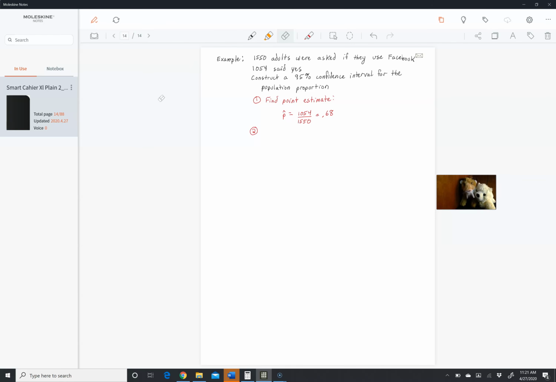Once we have P hat, we have to check to see if this approximates a normal distribution, because remember, z-scores are based on a normal distribution. You cannot use z-scores without that, so this is really important. Here it's not going to tell you in the question that this is a normal distribution, because it's not, it's binomial.